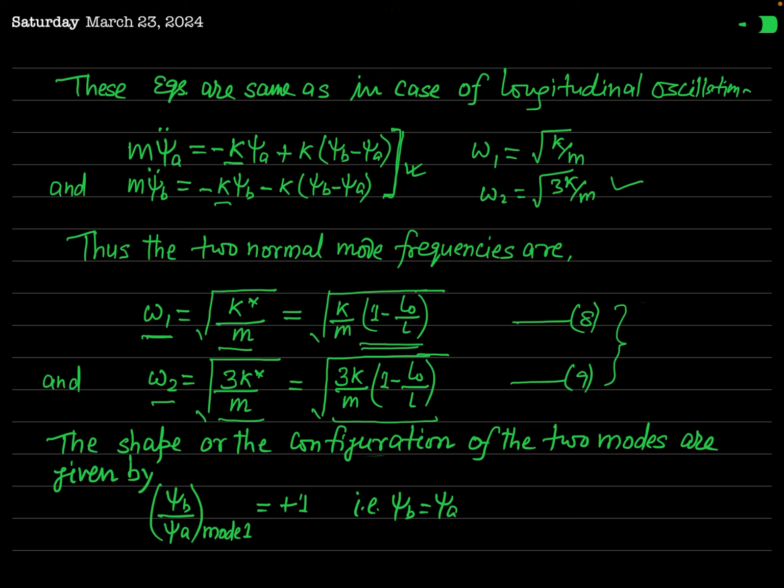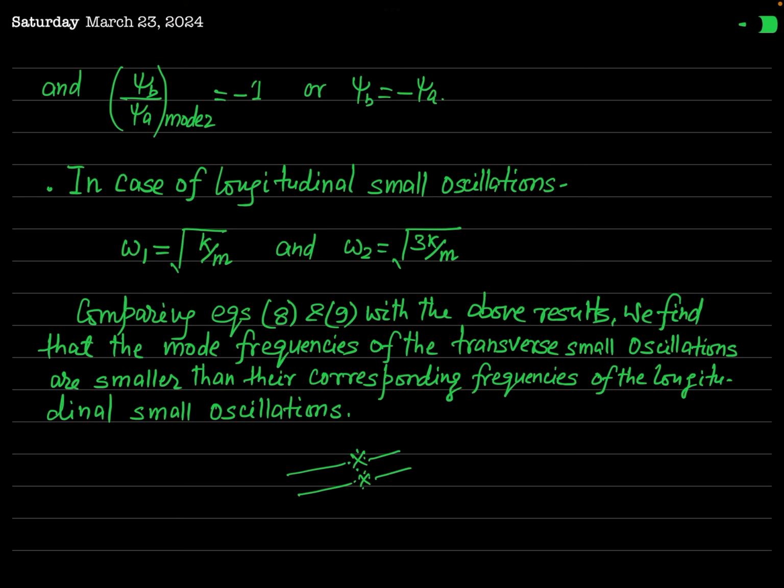Again, the shape or configuration of the two modes are the same as in case of longitudinal vibration, and these are given as psi b divided by psi a in case of mode 1. This is equal to plus 1, that is psi b is equal to psi a. And in mode 2 the shape or configuration is given by psi b divided by psi a equal to minus 1, so psi b is equal to minus psi a.